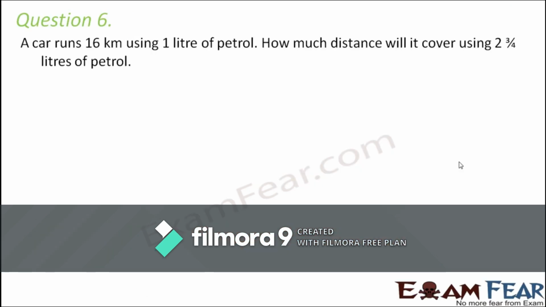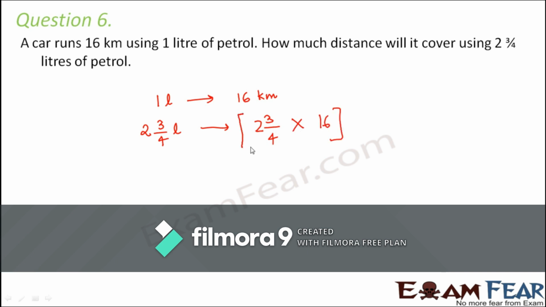A car runs 16 kilometers using 1 liter of petrol. How much distance will it cover using 2 3 by 4 liters of petrol? Now first of all, 1 liter of petrol covers 16 kilometers. So 2 3 by 4 liters of petrol will cover 2 3 by 4 into 16 kilometers.